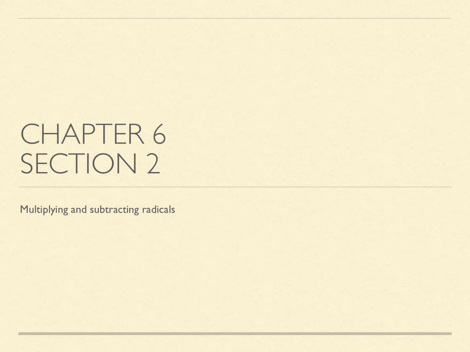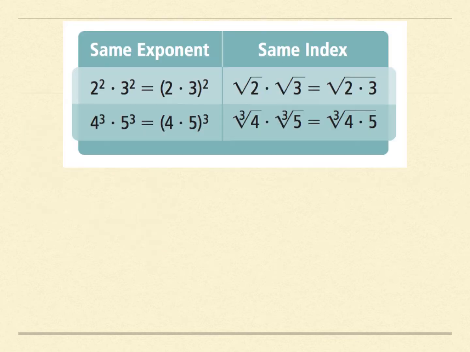So in 6.2, we're going to be multiplying, and this should say dividing. Multiplying and dividing radicals. All right, so when we're multiplying and dividing radicals, it's super important that we either have the same exponent or the same index.